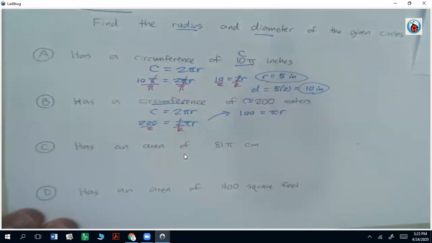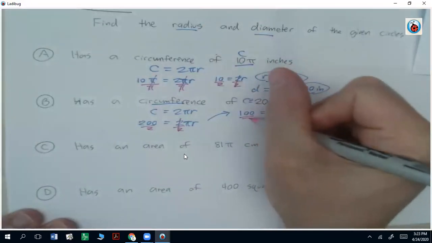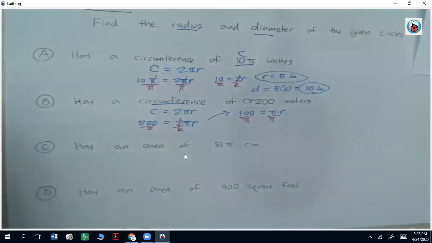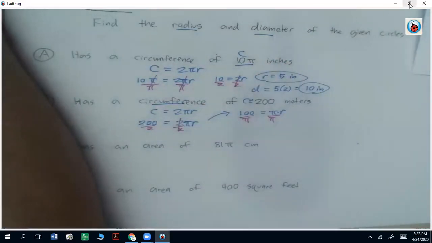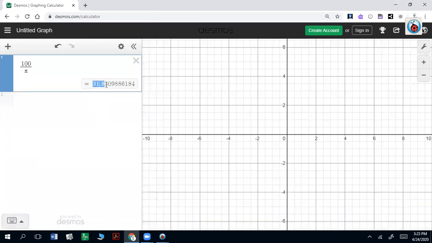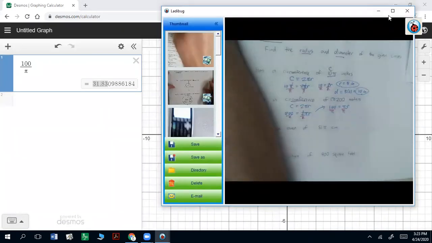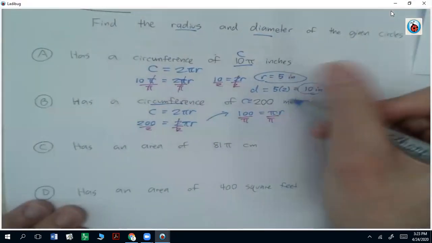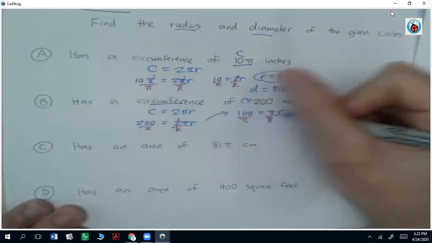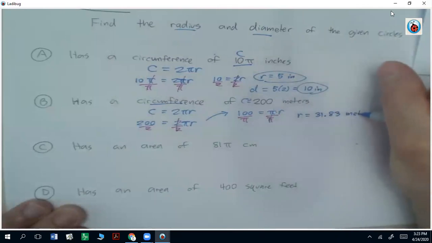Pi is just a number, so you can divide that out like we did up here, but you'll actually have to calculate what that is. 100 divided by pi is not mental math. So we'll go to our calculator and do 100 divided by pi. And we get approximately 31.83. So that's going to be 31.83, and the unit here is meters. So r is 31.83 meters.